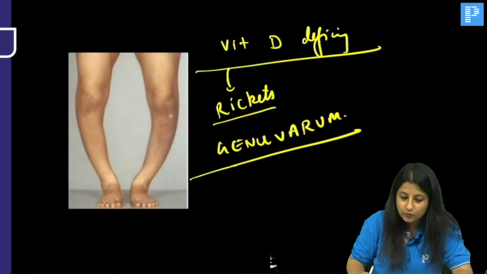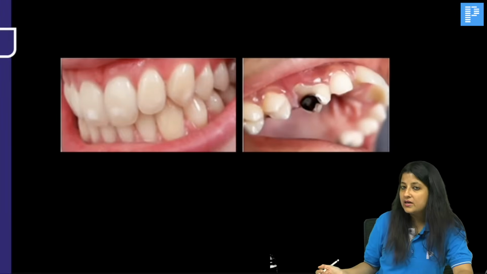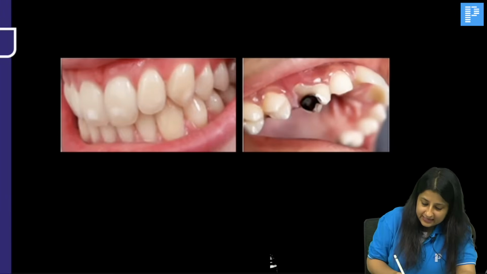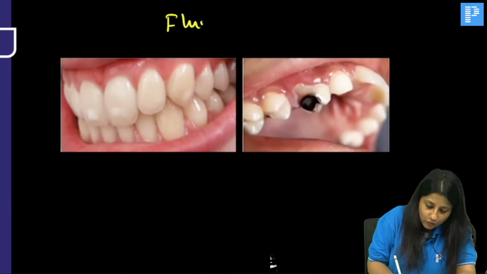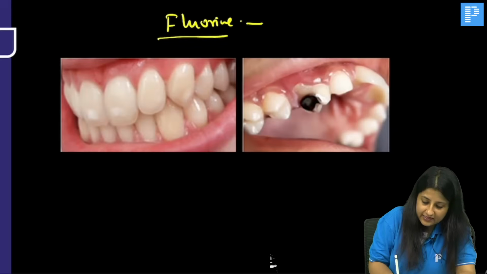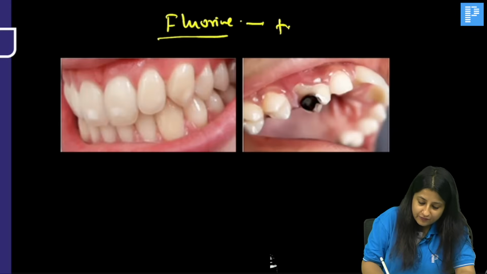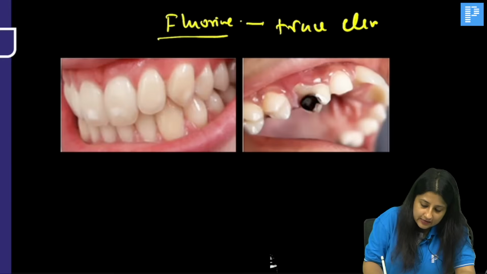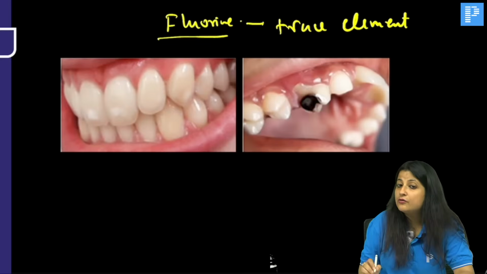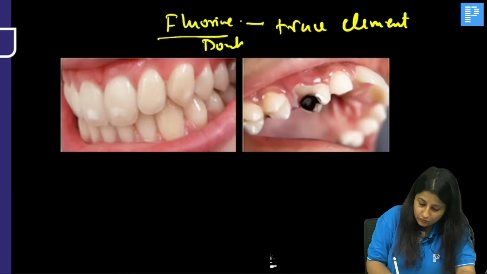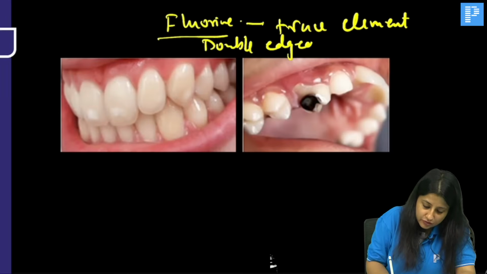So if you look at the two conditions over here, what has happened? This is फ्लोरीन. फ्लोरीन क्या होता है? फ्लोरीन होता है तुम्हारा a trace element. Fluorine, zinc, iron, all these are trace elements. Iodine, they are trace elements. Fluorine is also known as a double-edged sword, guys.